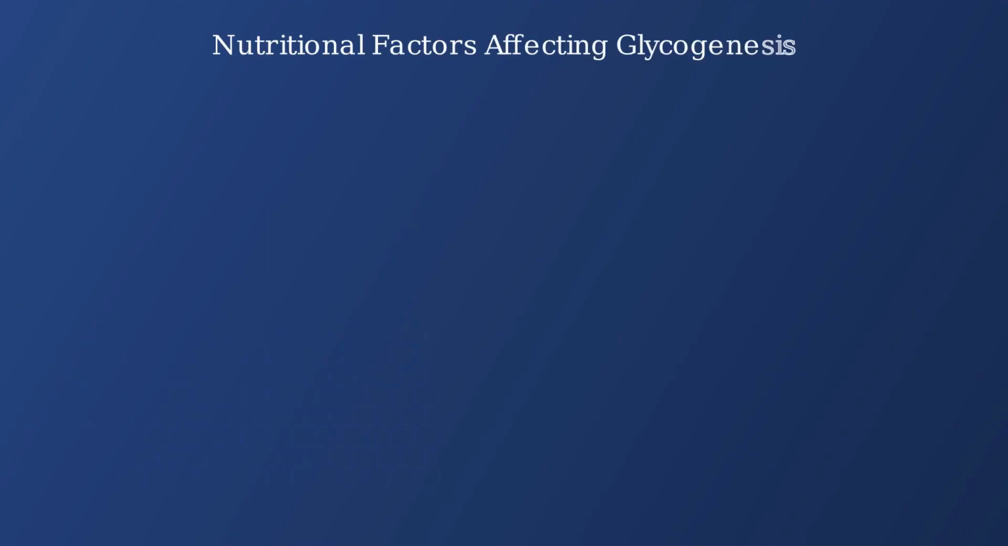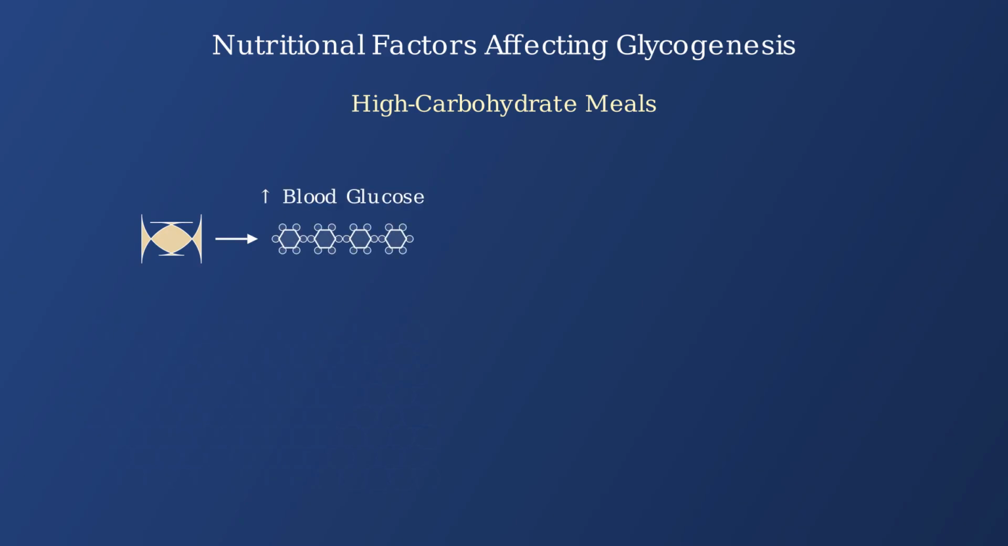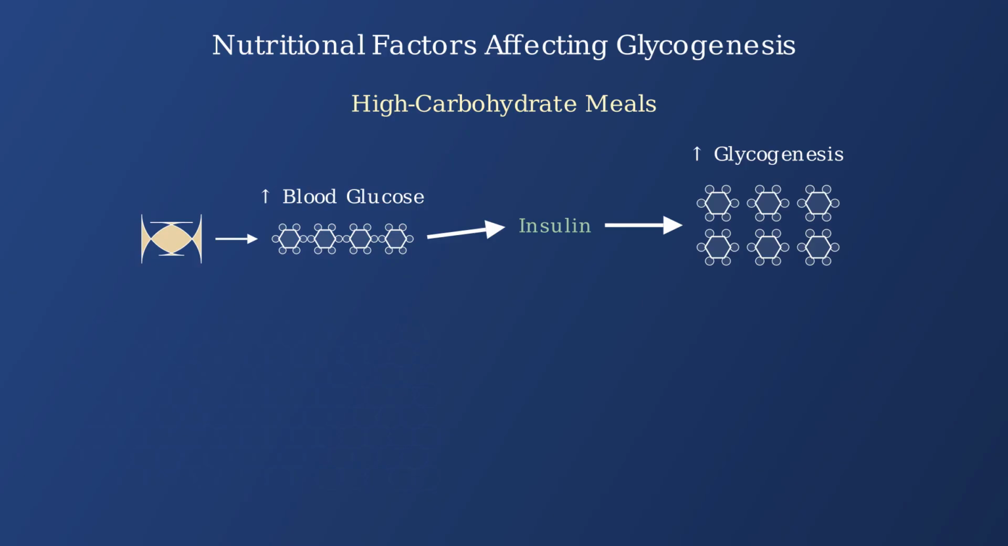Dietary carbohydrate intake directly influences glycogenesis. High carbohydrate meals, such as those rich in breads and pasta, increase blood glucose levels. This elevation in blood glucose stimulates the pancreas to release insulin. Insulin then promotes glycogenesis, the storage of excess glucose as glycogen in the liver and muscles.